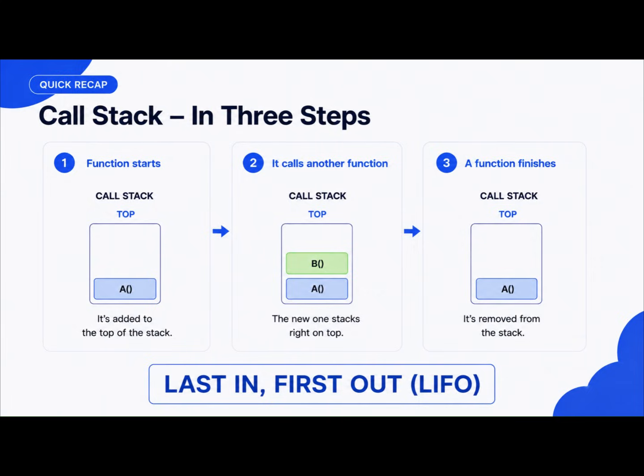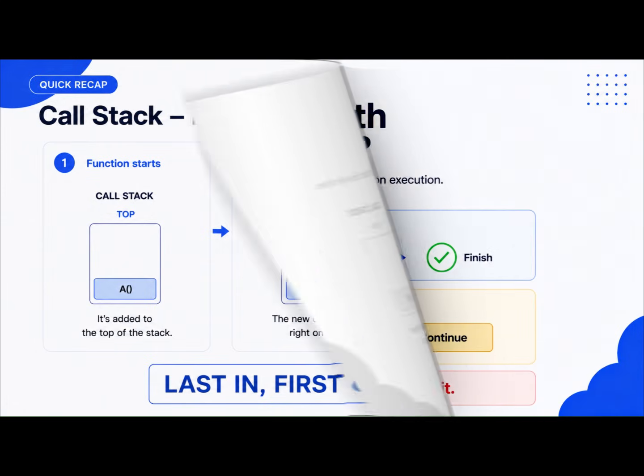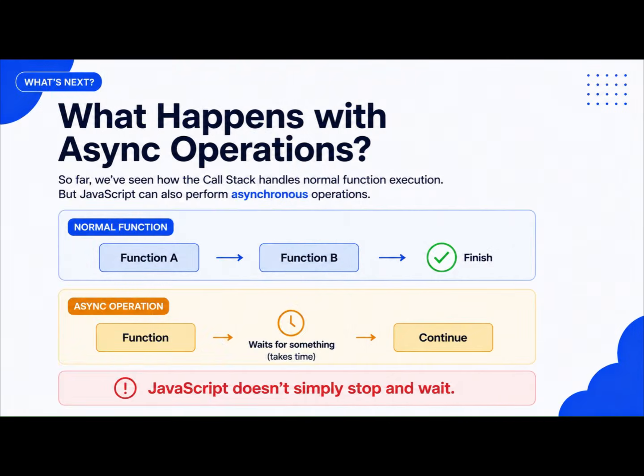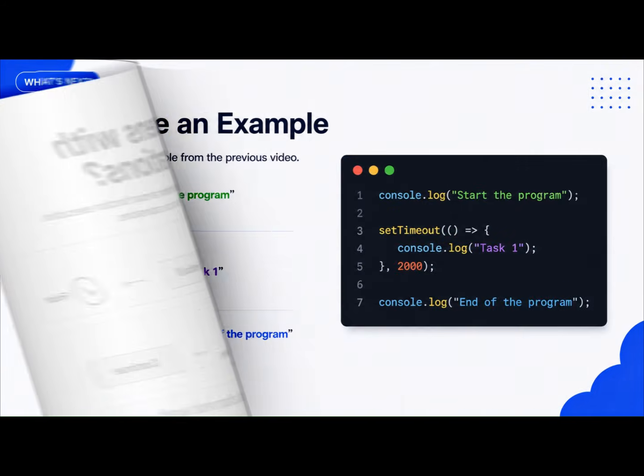When a function starts executing, it is added to the stack. When it finishes, it is removed. And when a function calls another, the new one is placed right on top of the current one. That's why we call it a stack. So far we have seen how the call stack handles normal function execution. But remember, JavaScript can also perform asynchronous operations. So let's bring an asynchronous operation into the picture and see what happens.